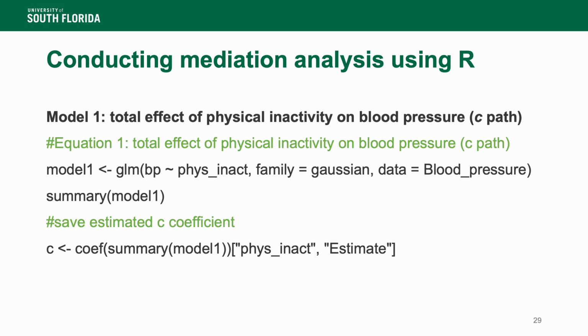Then finally, if we want to estimate the indirect effect using the difference in coefficients method, so c minus c prime, we also need to make sure that we save the estimated c coefficient. And this very last line of code tells R to grab the coefficient from that output of model 1 for physical_inactivity.